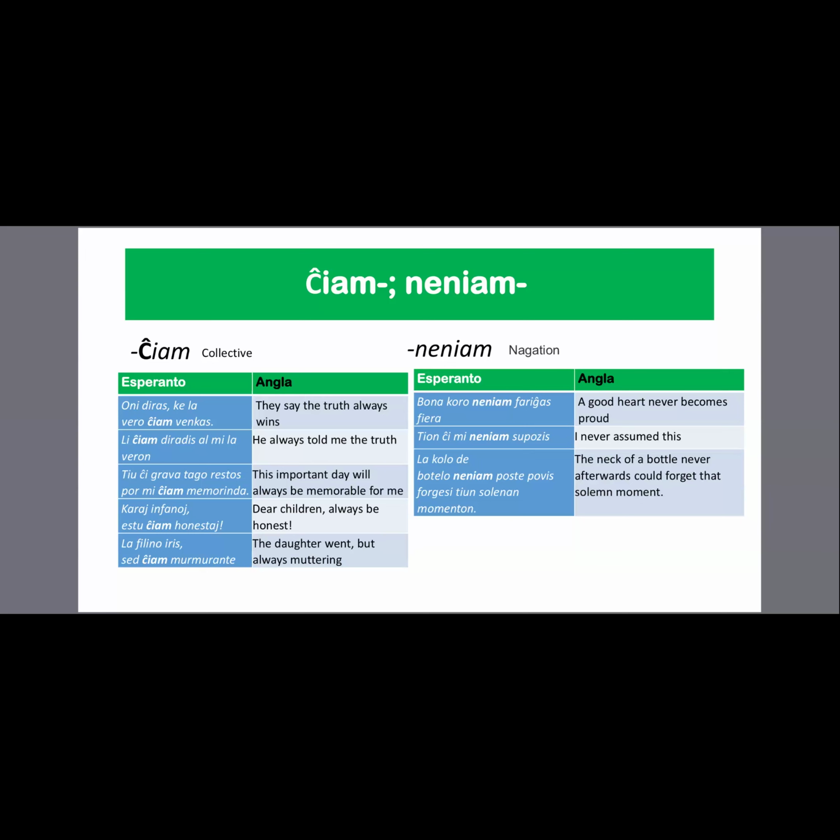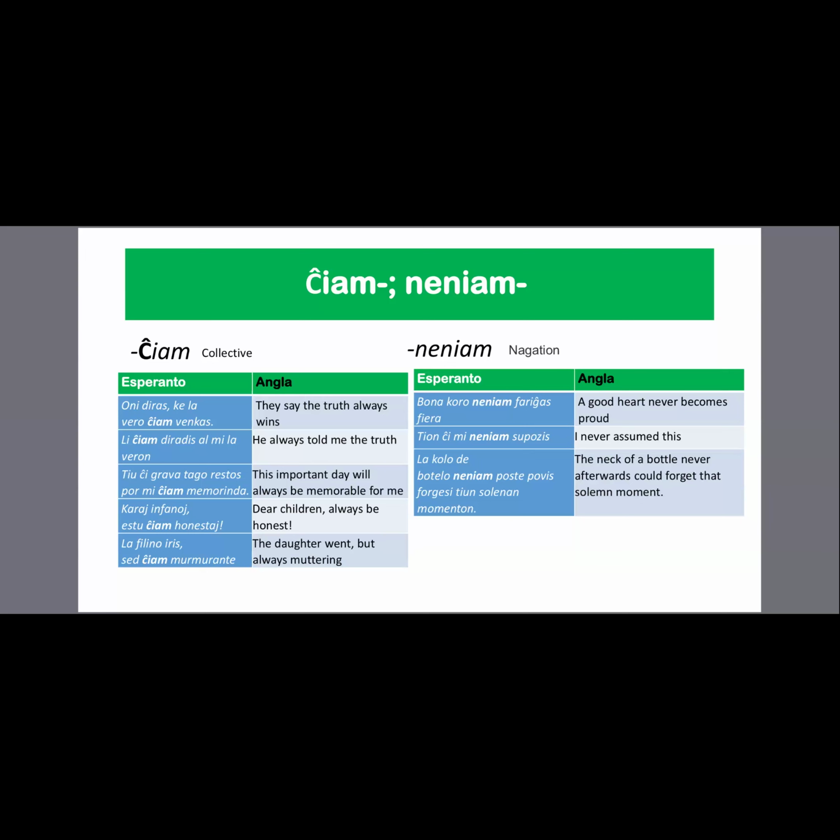Mi neniam veturis aviadile. I've never traveled by a plane. Aviadilo is a plane. Mi neniam manĝis kokon. I've never eaten chicken. Mi neniam amis. I've never loved. This is never. Mi neniam.